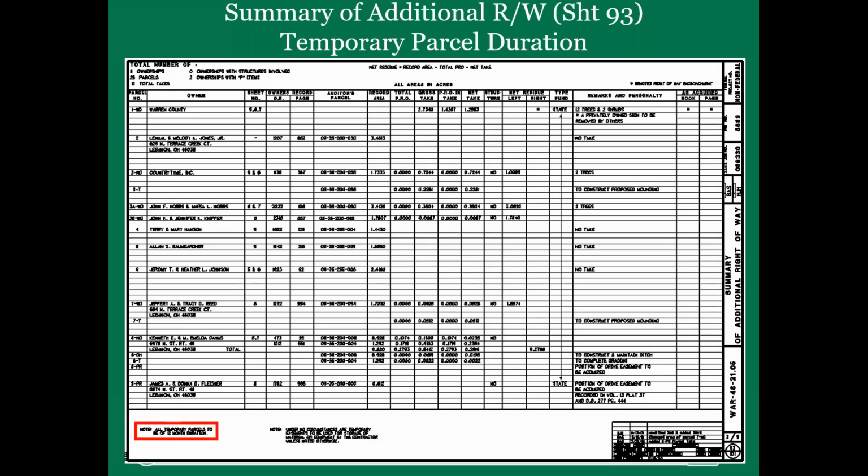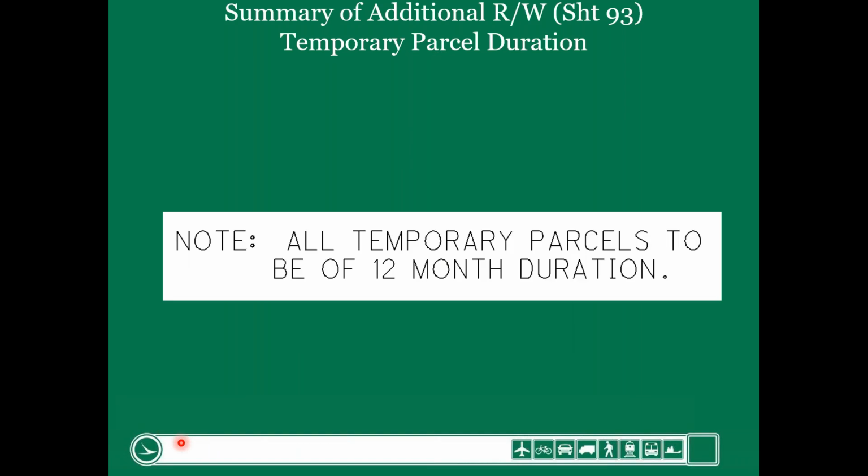All right. And then we have a few notes throughout that I'm going to go over on the summary sheet, and up here is the formula. I don't go over that because we've already covered it, but the formulas are up here too. So I've highlighted in red this note that we put on all the summary sheets. All the temporary parcels to be acquired for this project are for 12 months.